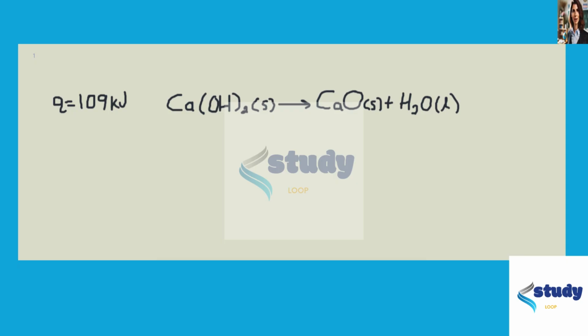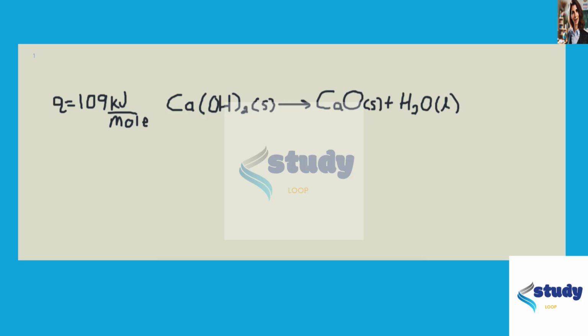First, we're going to balance our equation. So we have one calcium on the left side, one calcium on the right side. Now we have two hydrogens on the right and two hydrogens on the left. And we have two oxygens on the left and two oxygens on the right. So this is perfectly balanced right now. The heat we're adding is 109 kilojoules per mole of our calcium hydroxide.